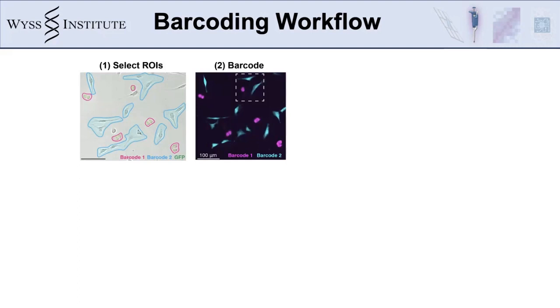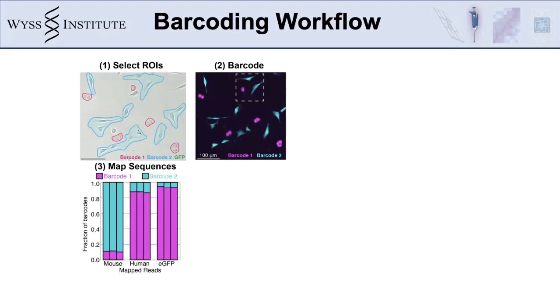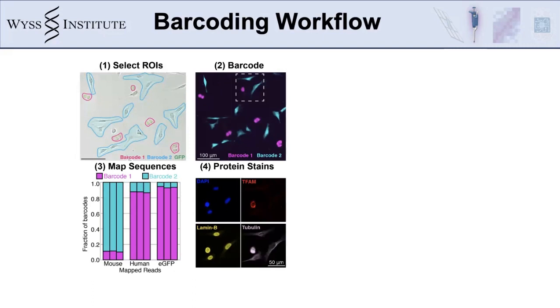For cyan and magenta. And then after extracting the sequences out, you can then do next generation sequencing and map the sequences to mouse and human reads. And because the samples themselves were still intact after this process, you can follow it up with a protein stain. So we had some antibodies targeting some very common protein markers for both of these cell types.